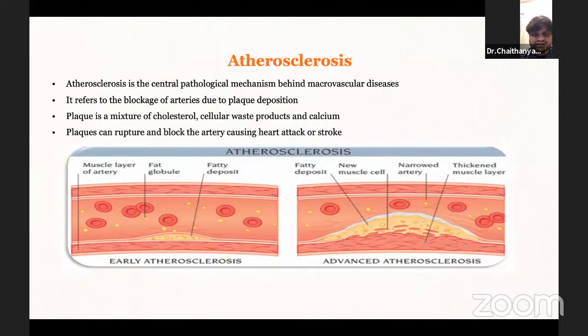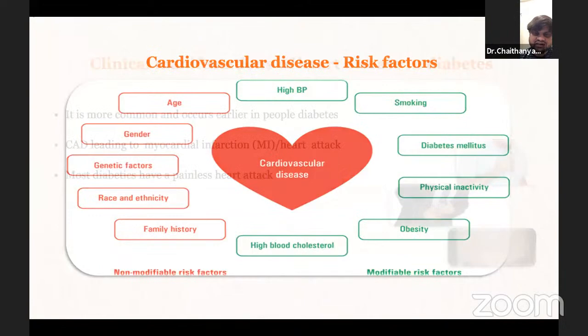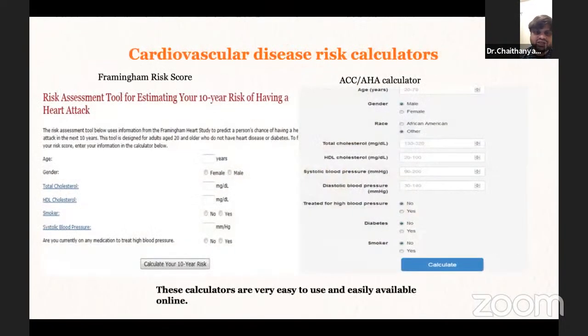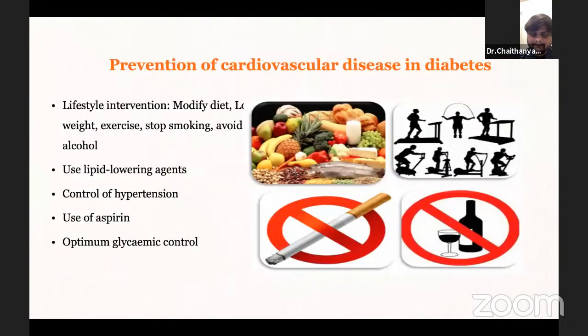Just skip all these slides. There is nothing much to be discussed regarding heart disease now. We'll go back to the neuropathy part.